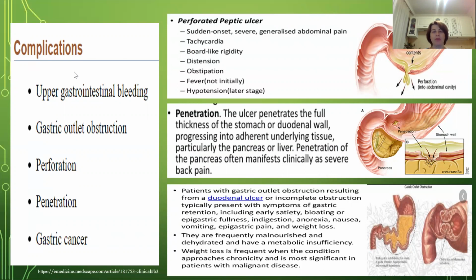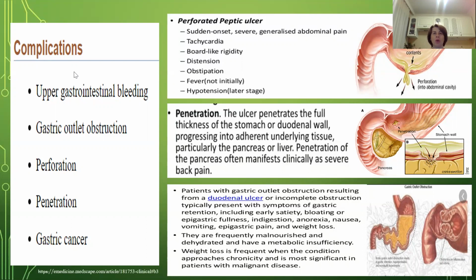Perforated peptic ulcer. Perforation, in easy words, is a hole in the wall of the stomach, and this hole is open to the abdominal space. It is represented by sudden onset severe generalized abdominal pain, tachycardia, board-like rigidity of the abdominal wall, distension, obstipation, and fever may be present, maybe not, depending on when this perforation happened. Hypotension appears in late stages when peritonitis appears.